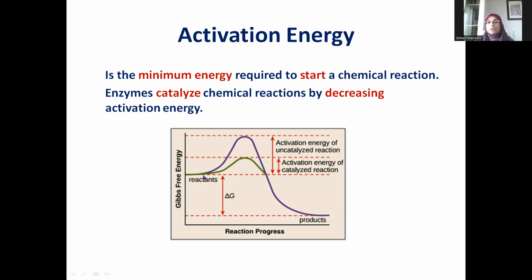An uncatalyzed reaction means that we have no enzyme and the reaction is proceeding on its own. Here we have two energy levels. We have the energy level of the reactants and we have the energy level of the products. On the x-axis, we have reaction progress, which means the time that passes. And on the y-axis, we have Gibbs-free energy. You can ignore Gibbs-free and just say energy. Of course, we have two levels of energy here. We have the level of the reactants and the level of the products.